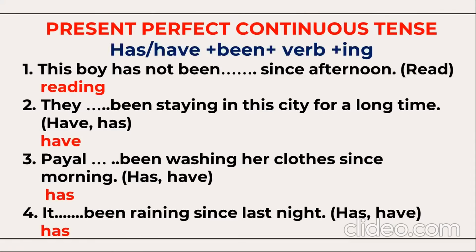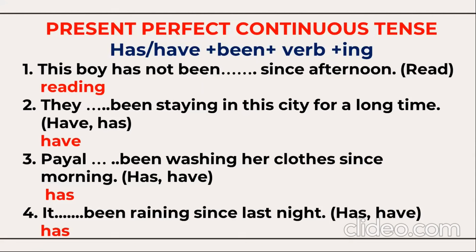Now we are moving to present perfect continuous tense. Present perfect continuous tense: here, has or have plus been plus verb-ing. This book has not been read since afternoon. They have been staying in the city for a long time.